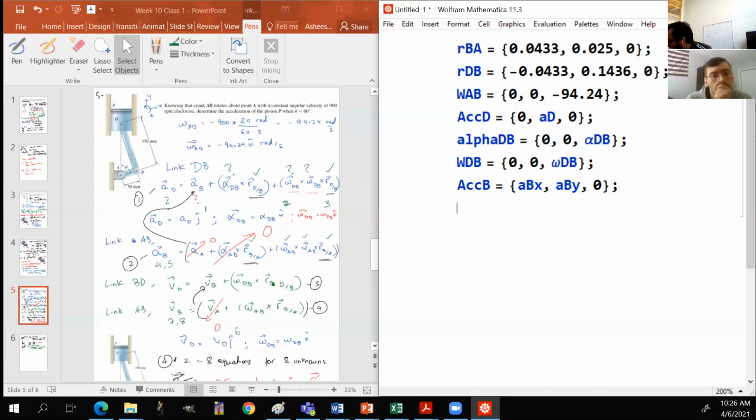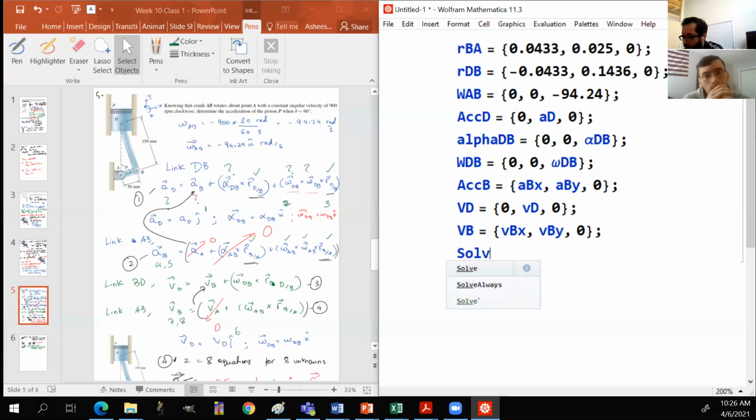Then I've got, where else? What are the unknowns? I've got velocity of point D is equal to 0, comma VD, comma 0. Then I've got omega dB, which is already defined. Then I've got VB, which is equal to VBX and VBY. Right, I think I have everything. All right, so let's solve.